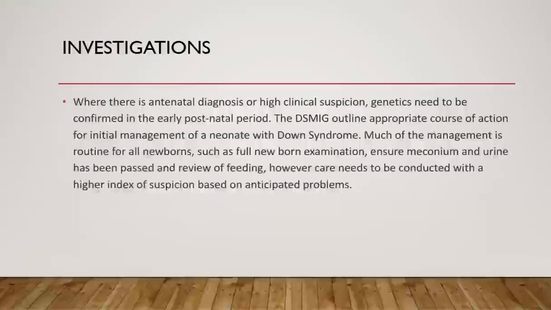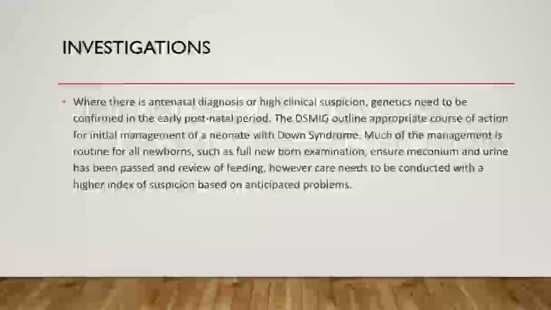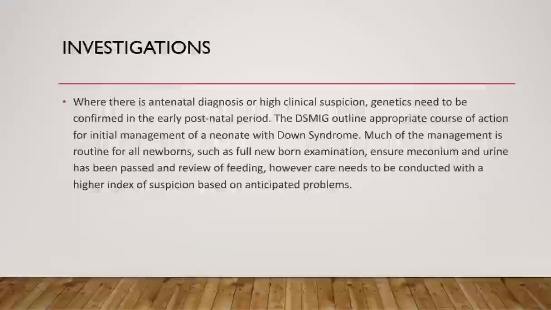Whether there is an antenatal diagnosis or high clinical suspicion, genetics need to be confirmed in the early postnatal period. The DSMIG outlined an appropriate course of action for the initial management of the neonate with Down syndrome. Much of the management is routine for all newborns, such as full newborn examination, ensuring meconium and urine have been passed, and review of feeding. However, care needs to be taken with a higher index of suspicion based on the anticipated problems.